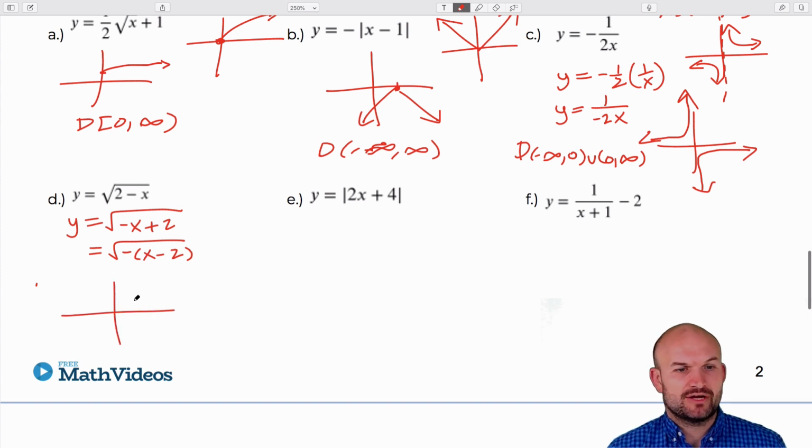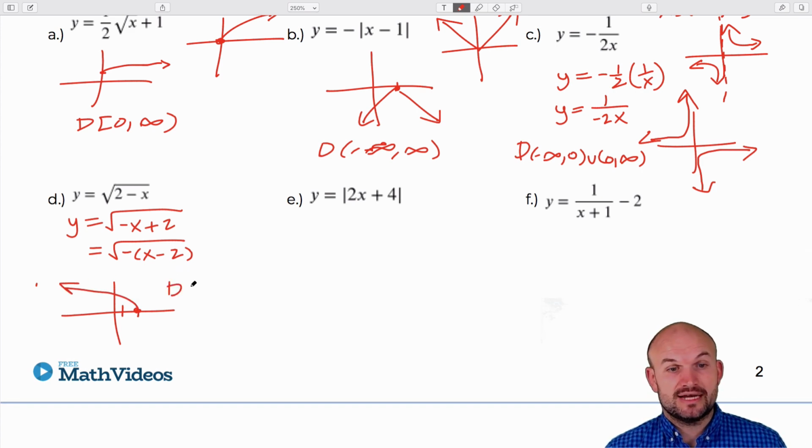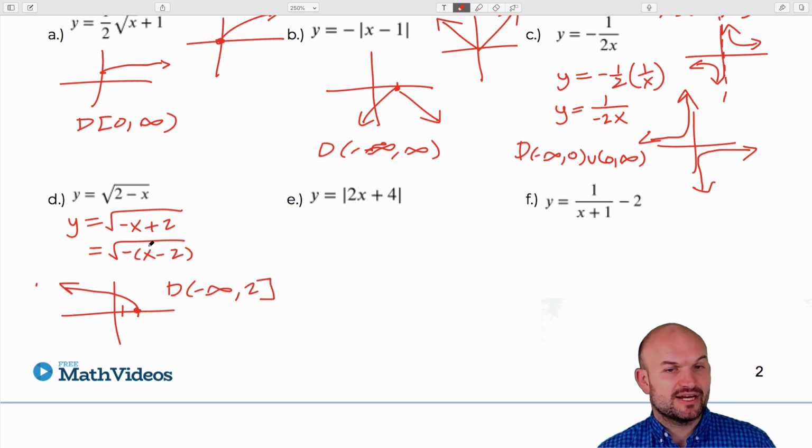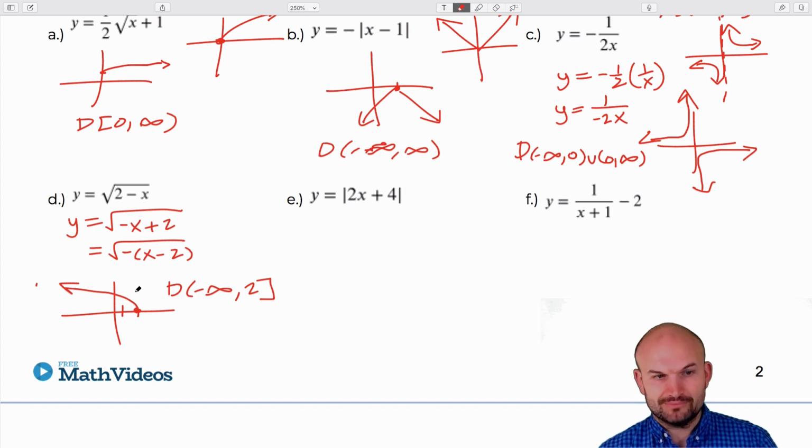So now I have my graph being shifted 2 units to the right and reflected about the y-axis. So now you can see my domain has completely changed. Now my domain is from negative infinity to positive 2. So again, it's very important to make sure that you rewrite it into your B and C form.